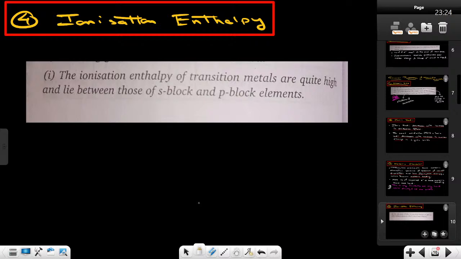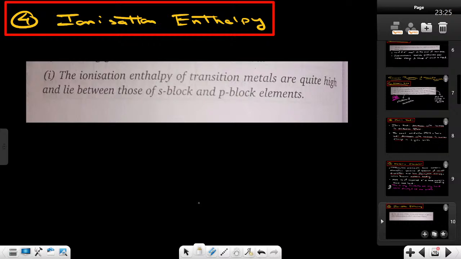In the periodic table we have learned about the IP of normal elements, representative elements, or whatever you go. But in this case you're going to learn for the d block elements. So if you see the first point that is written over here, the ionization energy or ionization enthalpy of d block elements lies between those of s block and p block elements, and they are quite high.